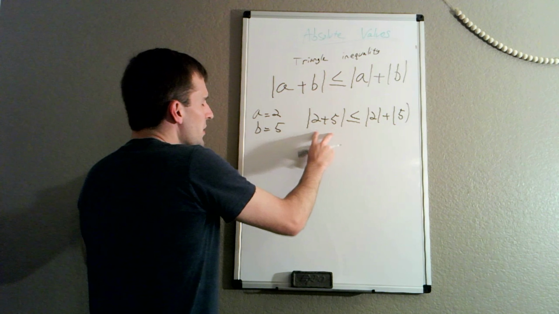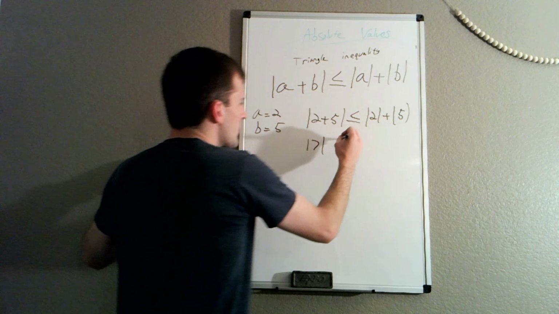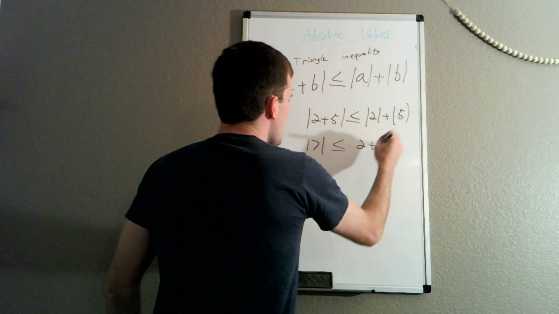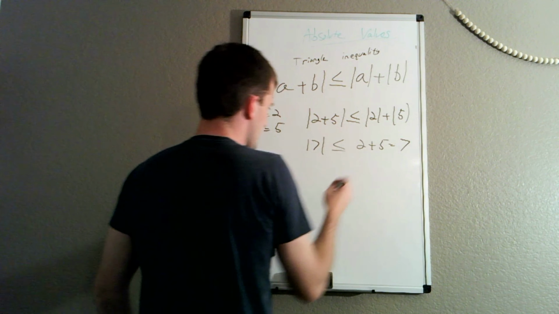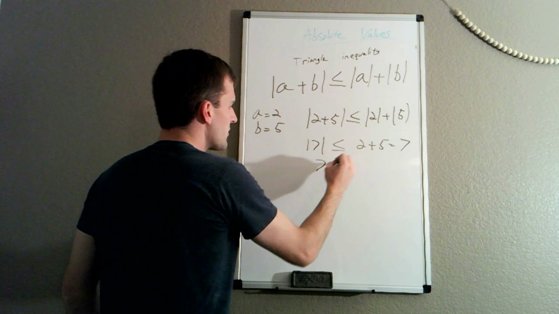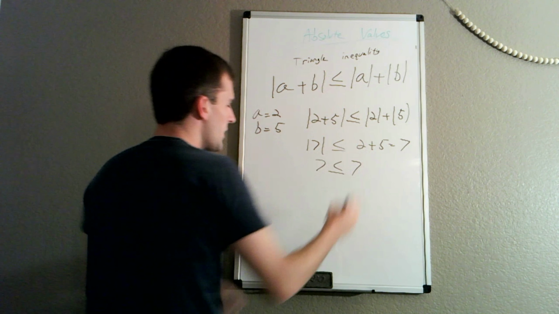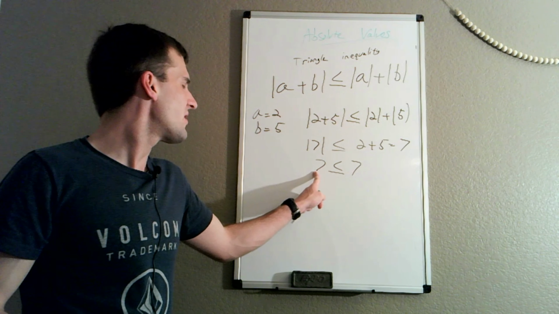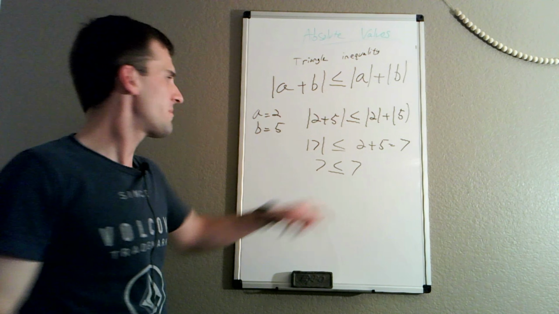On the left-hand side, we're going to get the absolute value of 7. On the right-hand side, we're going to get 2 plus 5, which equals 7. And we get 7 less than or equal to 7. And this is true because one of the options is equal to. So 7 is indeed less than or equal to 7.